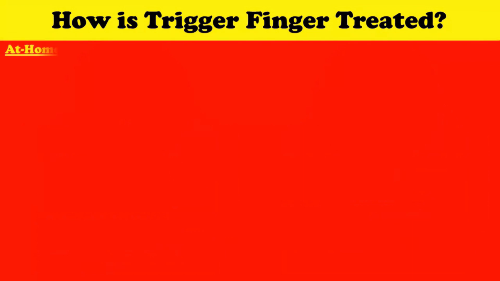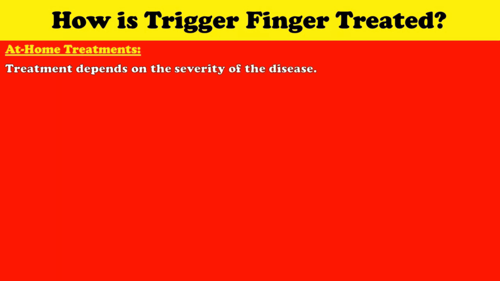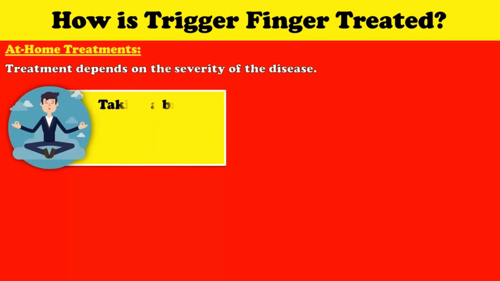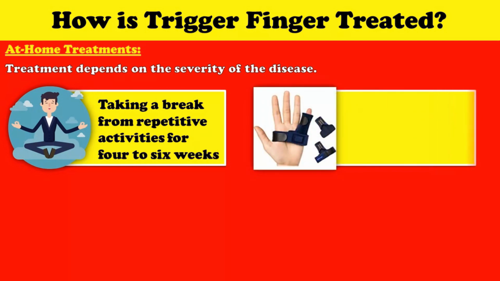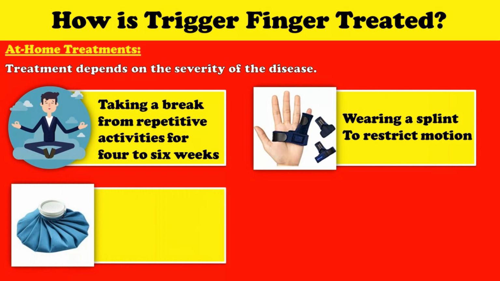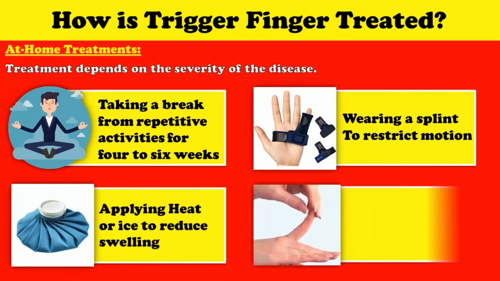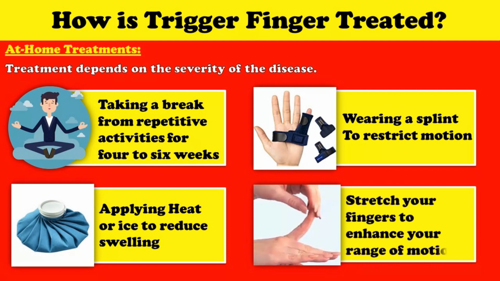Now we will talk about its most important part, that is, about its treatment. You can treat it at home. If the nature of your illness is minor, then you just have to leave your daily activities and rest for 4 to 6 weeks. A splint can be used to prevent movement. You can also apply heat to reduce inflammation. Or you can improve its movement by creating flexibility in the fingers.